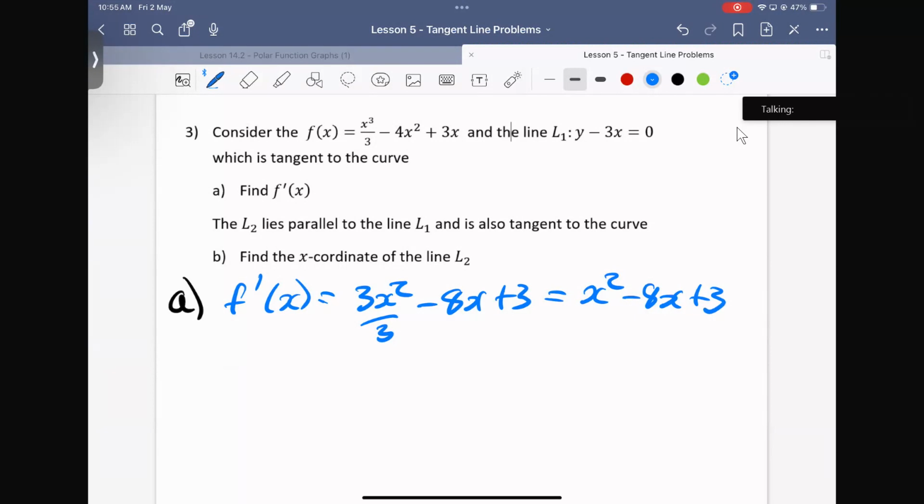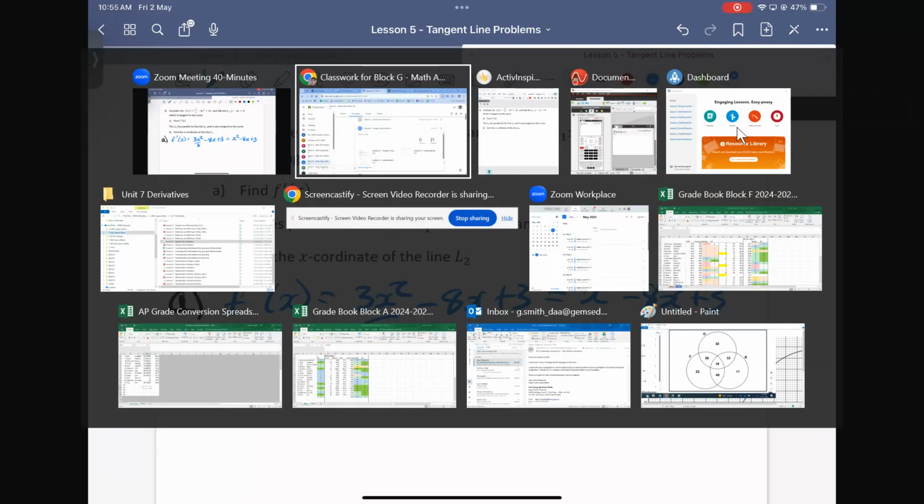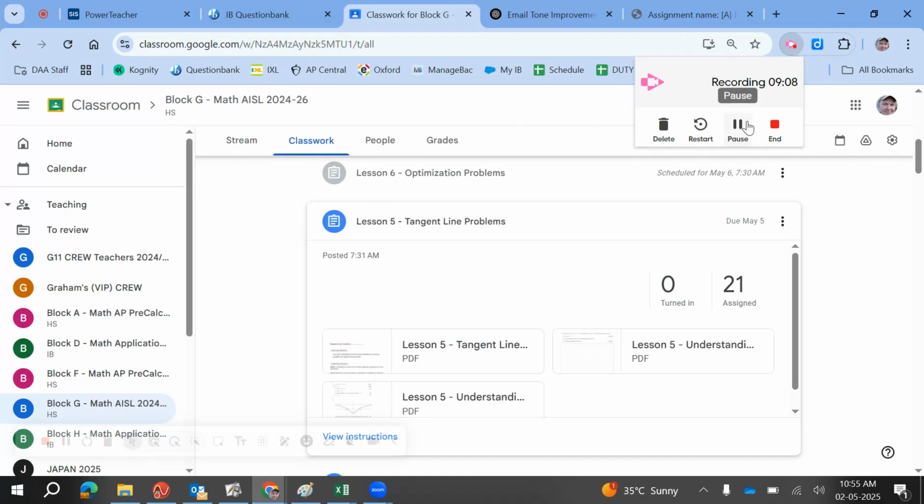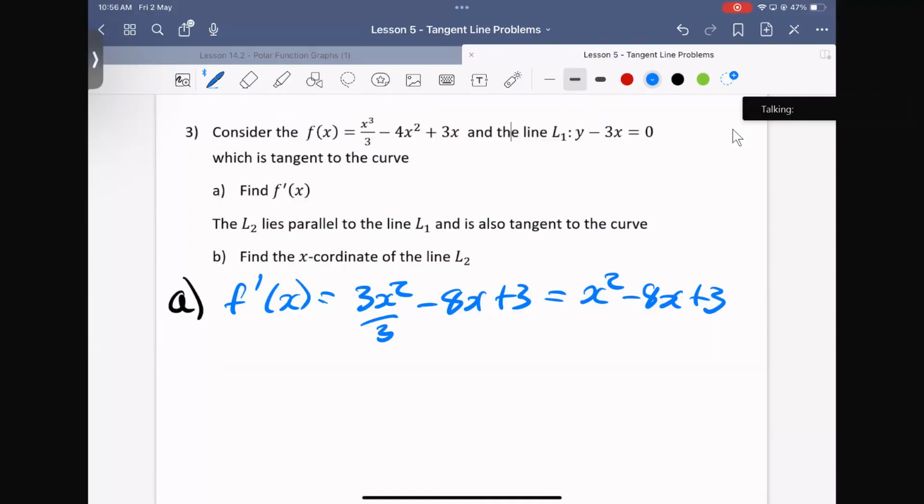Okay, have a go at part B now. Pause the video. All right, sorry, we can continue.